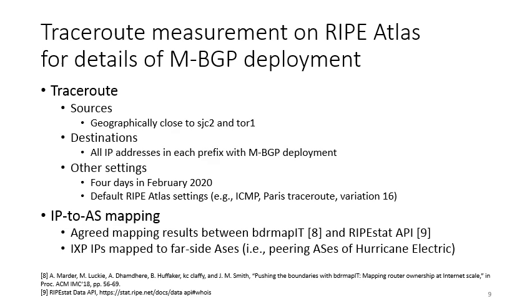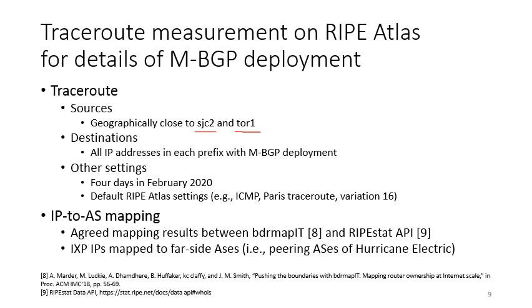We then deployed traceroute measurement on RIPE Atlas to obtain more details of MBGP deployments. The chosen sources are geographically close to border routers of San Jose 2 and Toronto 1. And for the destinations, we use the IP addresses belonging in each prefix with identification of MBGP deployment. The traceroute lasted 4 days in February 2020, and the other settings are all default by RIPE Atlas.